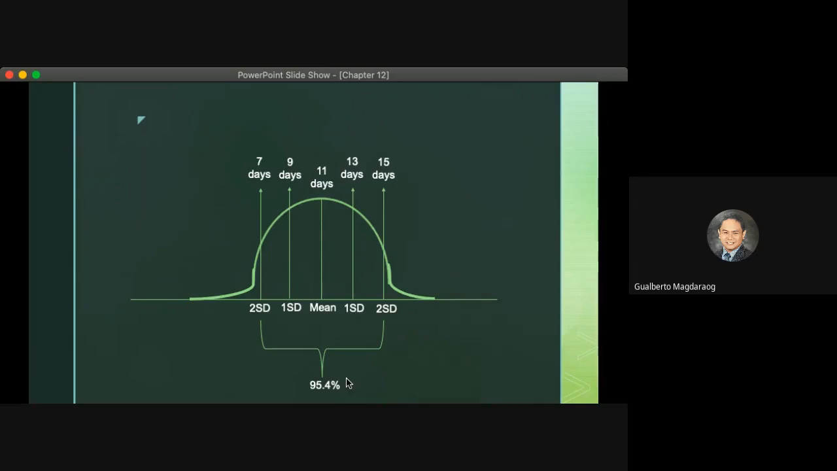Okay, so what is this trying to tell us? This means that we only have a 68% chance of finishing the project within the estimated time, and the variability is between 9 to 13 days. If you wanted a higher confidence level, you have to adjust from 7 to 15 days to finish it within the estimated time. And that gives you a 95.4% confidence level.